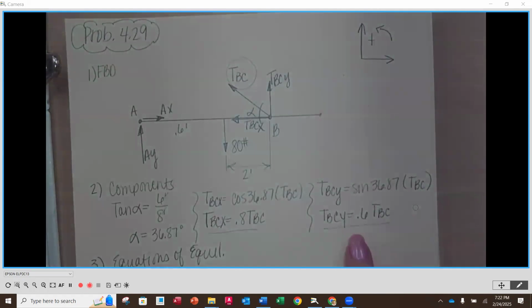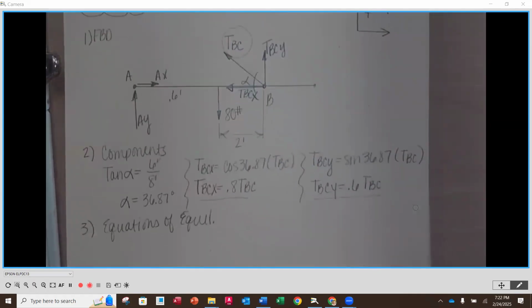If you are going to use the X and the Y components of that tension, make sure you put them in terms of the hypotenuse. Otherwise, there'll be too many unknowns. And then you have your AX and your AY to solve for. I am confident that you can take it from here with a good setup. Any questions on what we have for this one?